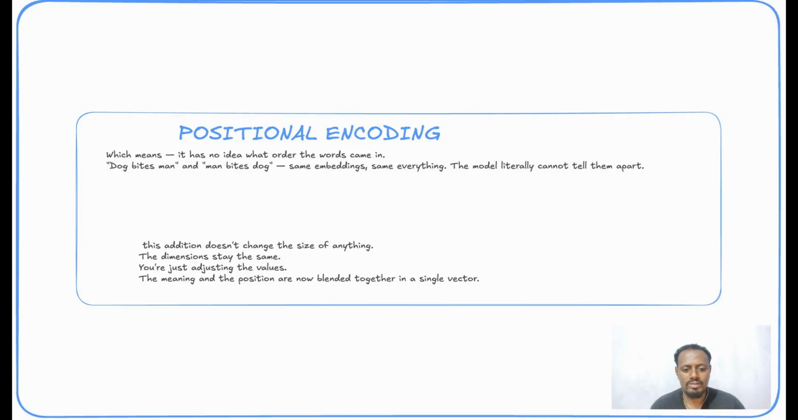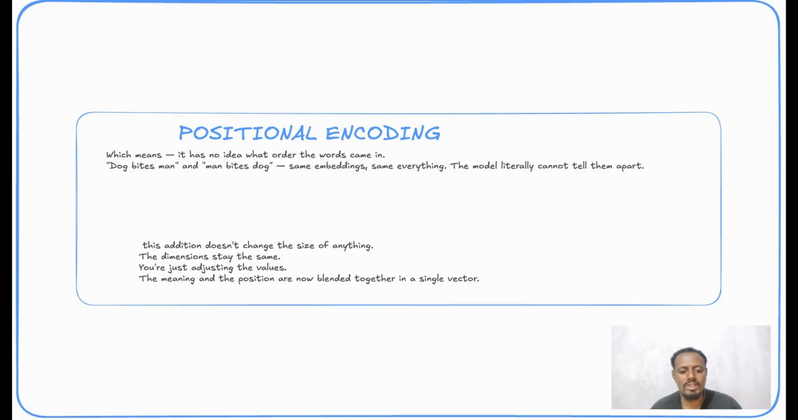Here is how it works. For every token, you generate a separate positional vector, a list of numbers that encodes where in the sequence this token sits: position 1, position 2, position 3, or position 7, whatever it is. Then you add this positional vector directly to the word embedding vector. Now here is the thing: this addition doesn't change the size of anything. The dimension stays the same. You are just adjusting the values. The meaning and the position are now blended together in a single vector.